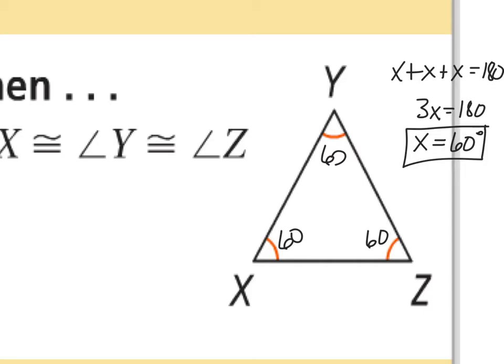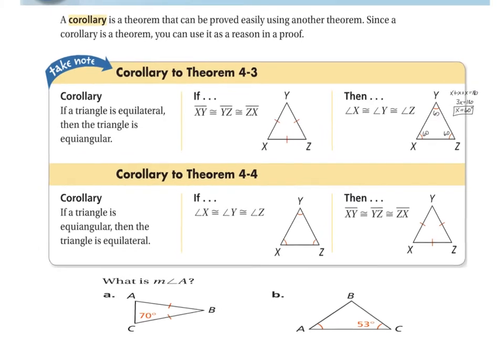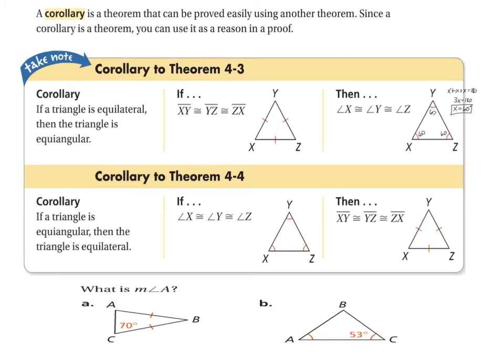Then you also have the converse of the corollary, where it says if the triangle is equiangular, then the triangle is equilateral. So if all three angles are equal in a triangle, then all three sides are equal, and vice versa. These are the theorems that we're going to look at here in section 4.5. Make sure you check the next video out for your examples. I'll go through the examples so you know how to work the practice.